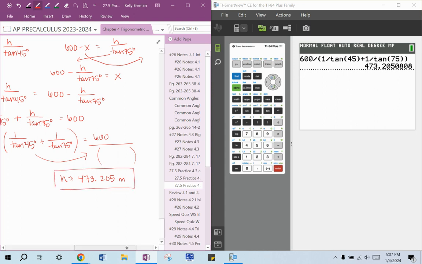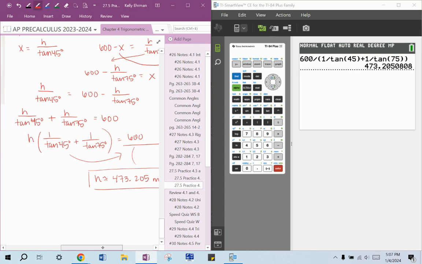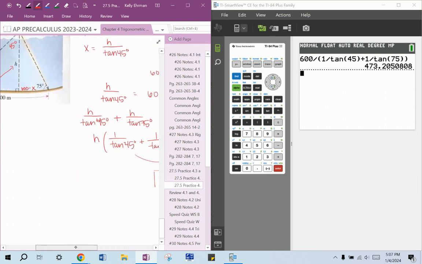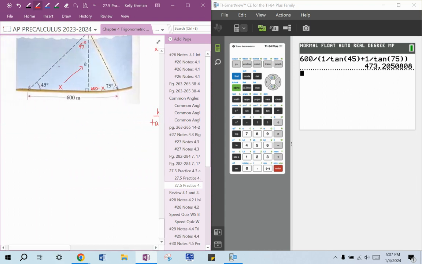Now, if you go through and you found x first, you do get the same answer for x, which again is just a special case because this is an isosceles triangle, meaning it's got two sides that are equal to each other because it's 45, 45, 90. If those two angles are equal, then their opposite sides are equal as well.